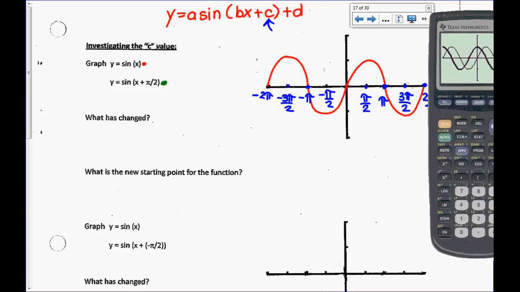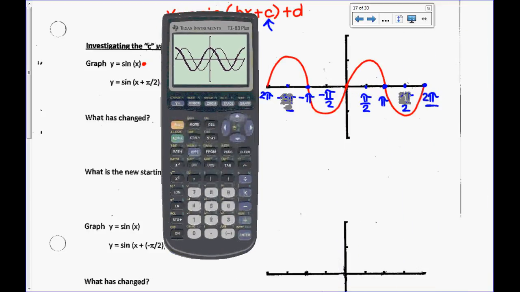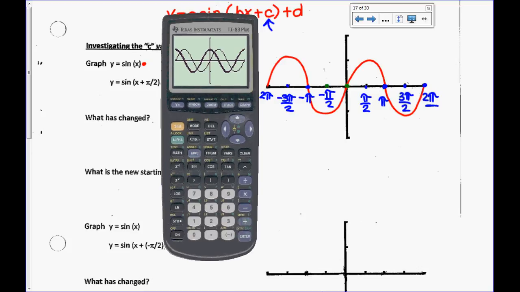So look carefully at our graph. What happened here on this graph? Let's pick a point on this original red graph. I'm going to choose this point here and look at what happened to it. It has shifted to the left. How far? Pi over 2, right? So this point has now become this point. Everything has shifted pi over 2 to the left. Okay, so let's see if we can draw that.